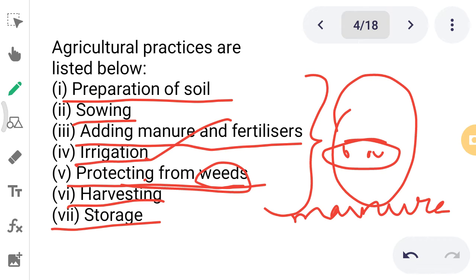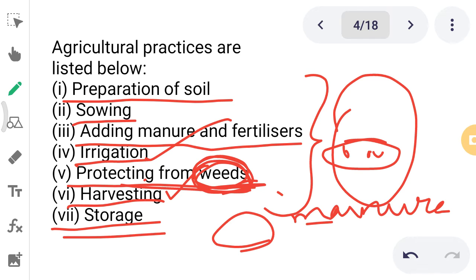a few weeds are also grown along with the seeds which we have sown. So these weeds need to be removed because all the nutrition which is supplied to the seeds which we have planted is taken up by these weeds. So there is a tough competition between the healthy plants and the weeds. So in order to protect the crop, we need to remove these weeds. After the crop is grown and completely matured, it needs to be harvested. After harvesting, it needs to be stored.